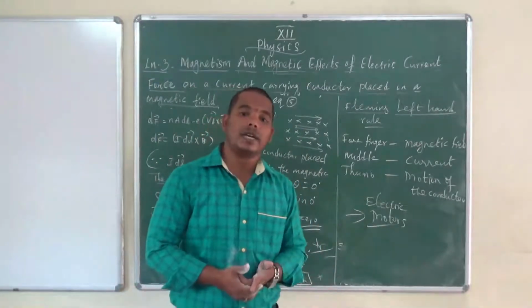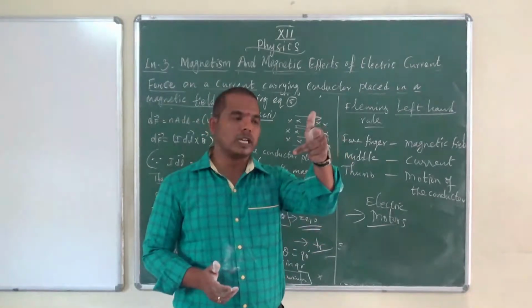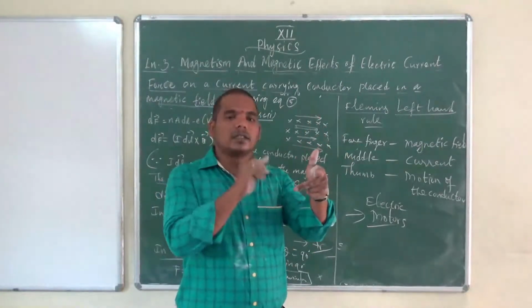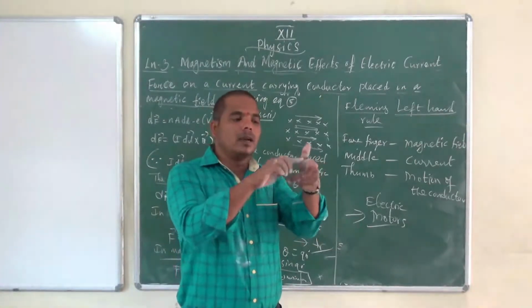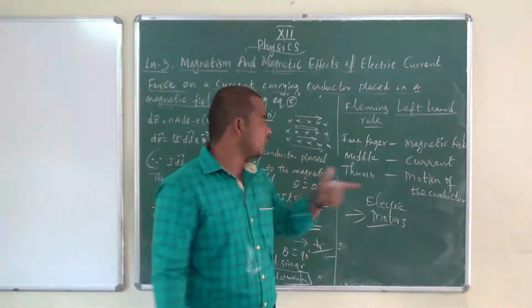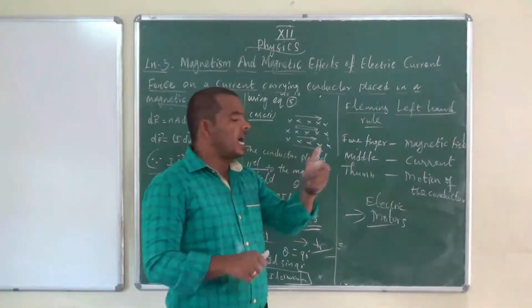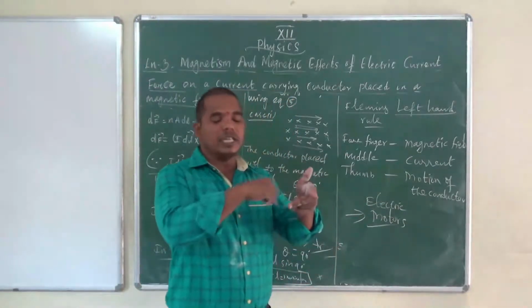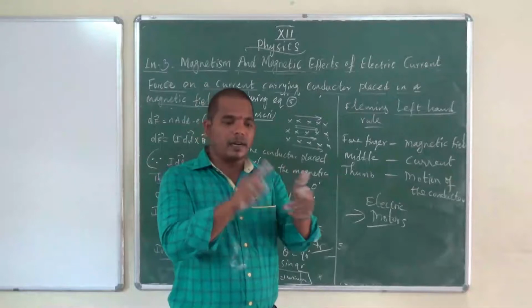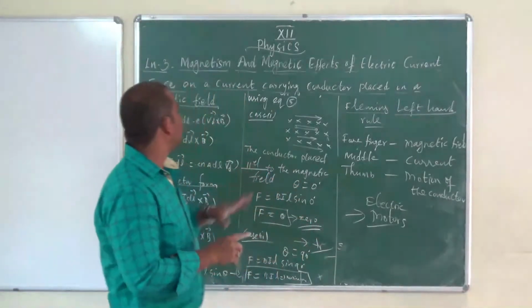State Fleming left hand rule. Stretch the 3 fingers of our left hand mutually perpendicular to each other. Thumb, forefinger, middle finger. The forefinger always indicates the direction of the magnetic field, the middle finger indicates the direction of the current, and the thumb indicates the direction of the motion of the conductor. Don't change the order. First forefinger, middle finger, next thumb.